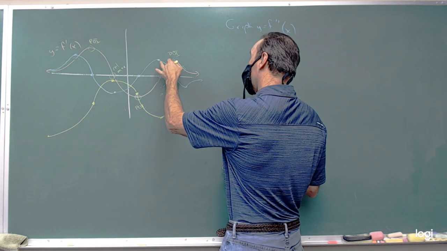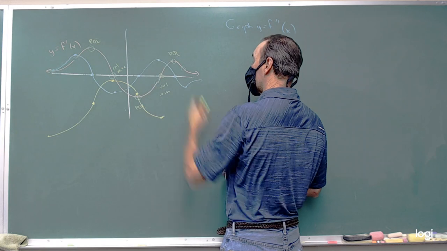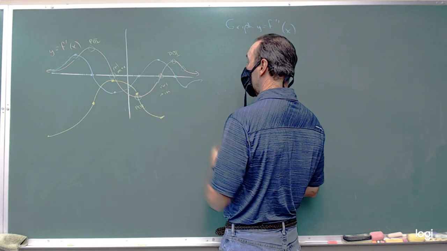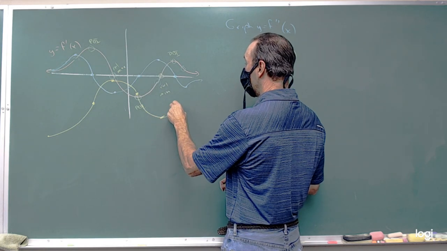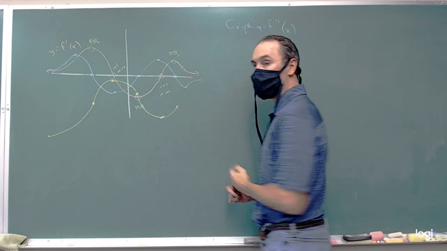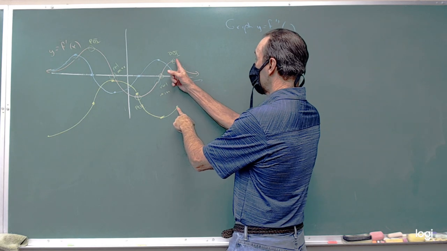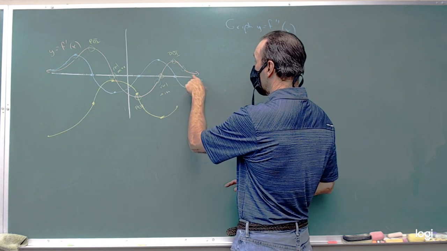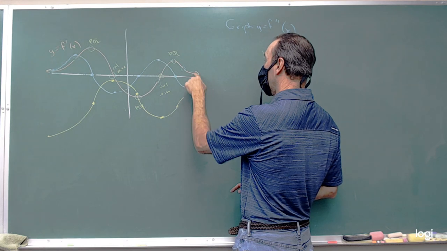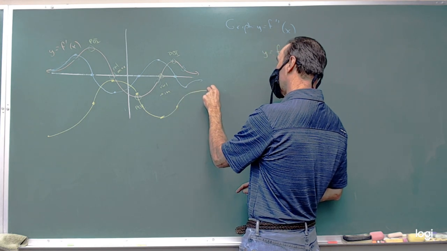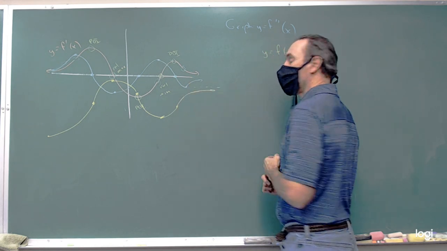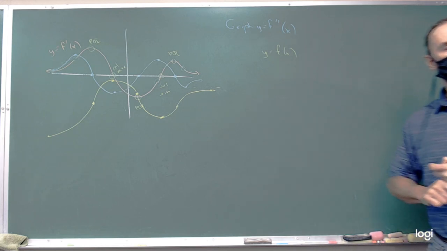Then we're starting to increase, and its derivative is positive, so we're concave up until we get to that next x value. We change concavity again. We're still increasing, and we're going to start to head towards zero. So somewhere it's approaching some unknown horizontal asymptote.